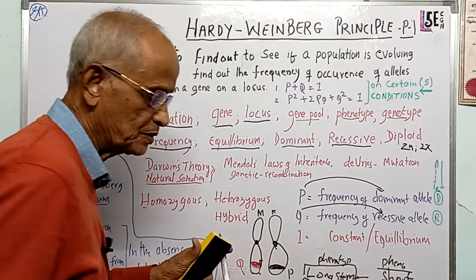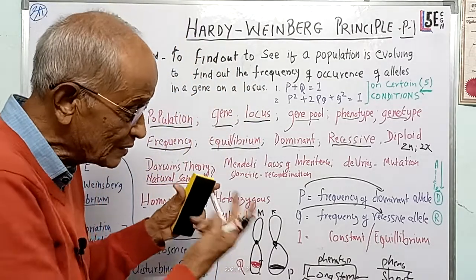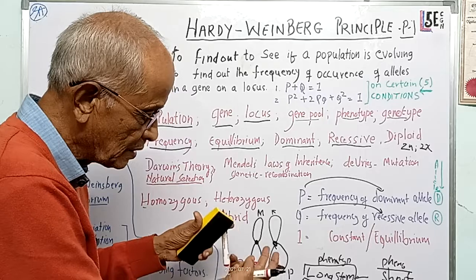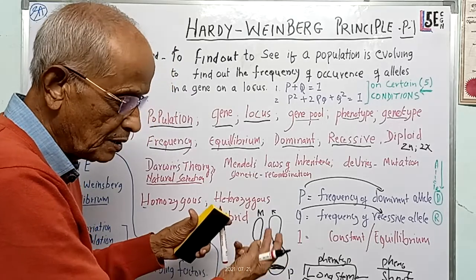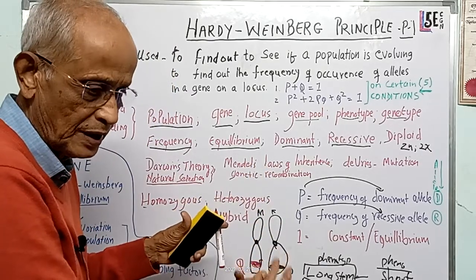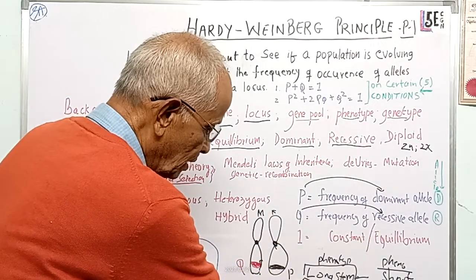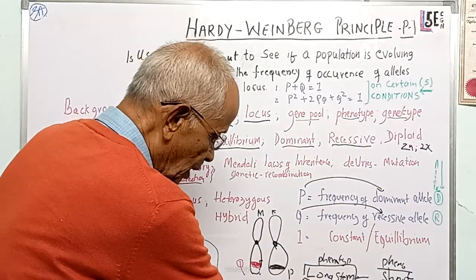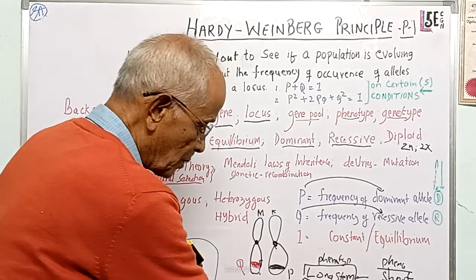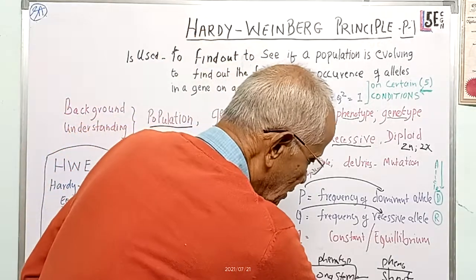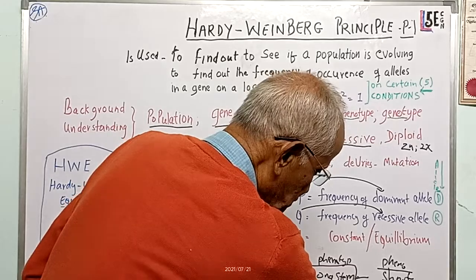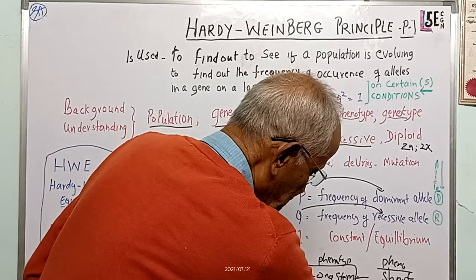LL, that is, the two dominant alleles are there, two dominant alleles of the same gene. That is allele one or the other. One allele is dominant, and the second allele is also dominant. In this case, one allele is showing a recessive character, and the second also a recessive one.